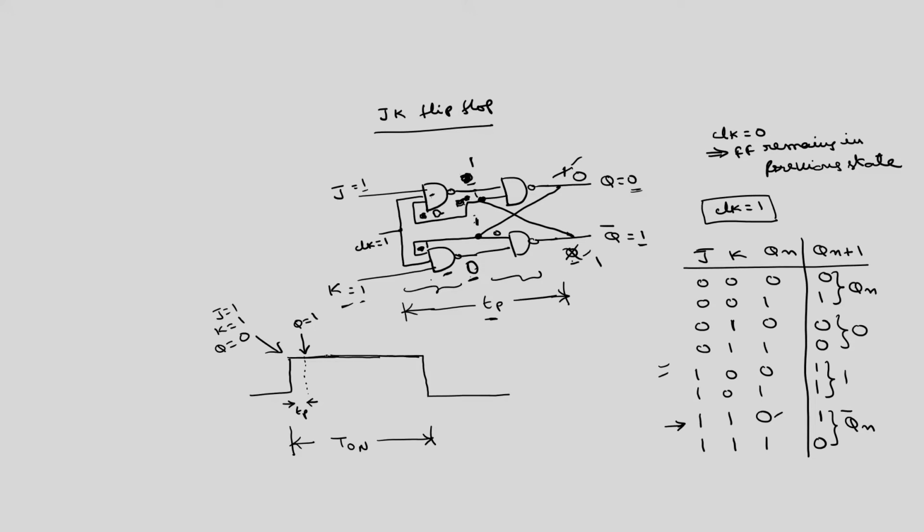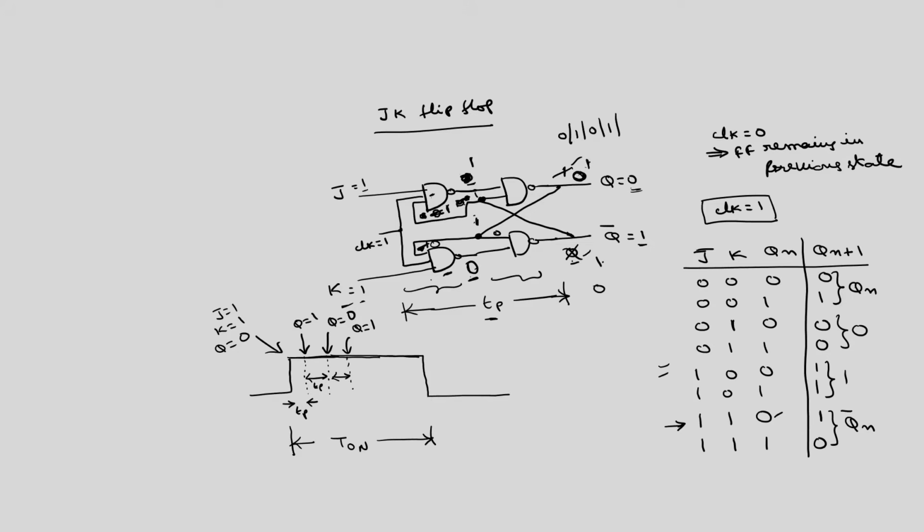So, after another Tp seconds, this Q becomes 0. Again the situation is the same and will repeat. This 0 is tied here, so this 1 again becomes 0. This 1 is tied here, this 0 becomes 1 and the situation will reverse, thereby you will get 1 here and 0 here. So, this output changes between 0 and 1, 0 and 1, always every Tp seconds. After another Tp seconds, Q becomes 1.